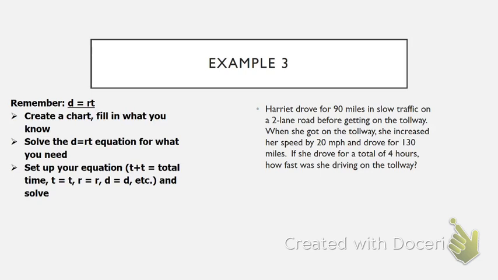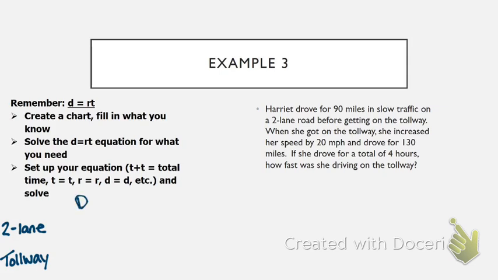Harriet drove for 90 miles in slow traffic on a 2-lane road before getting on the tollway. When she got on the tollway, she increased her speed by 20 miles an hour and drove for 130 miles. If she drove for a total of 4 hours, how fast was she driving on the tollway? Hopefully within the legal limit. Okay, so we've got a 2-lane road. We're sitting here driving on 377, and then we get on President George Bush Express on the tollway.